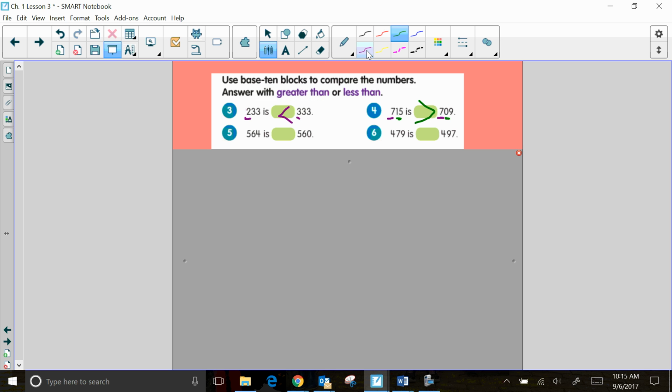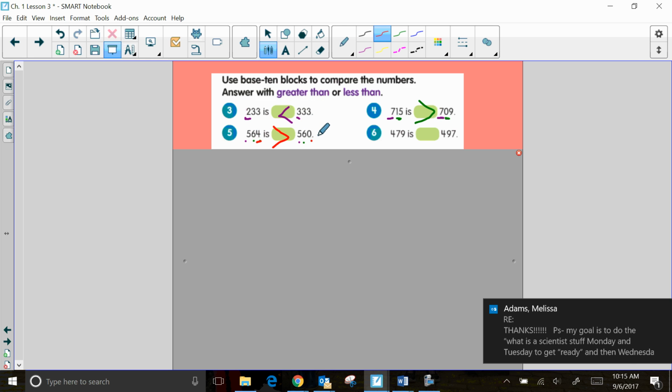In number 5, we're going to look at the hundreds place, 500, 500, both are the same. So then I must look in the tens place, 60, 60, those are the same. So now I need to go all the way to the ones place, and we have 4 ones and 0 ones. 4 ones is greater than 0 ones. So my sign will eat up the 564. 564 is greater than 560.